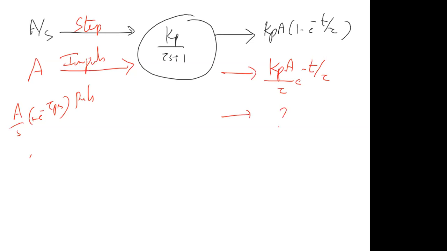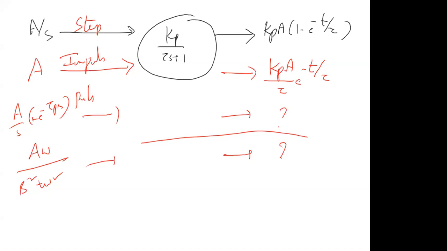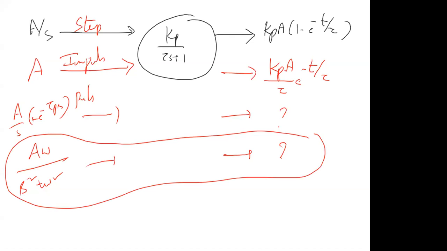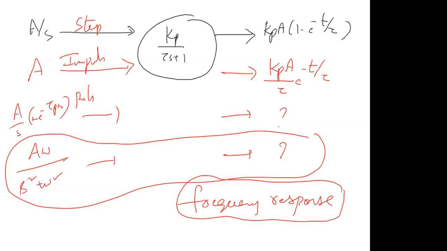Suppose if it is actuated by A omega divided by S square plus omega square, then the response is different. So this is something which we study in frequency response. This 4th one is something which we study in frequency response. But remember one thing, the system remains same, but the output behavior changes depending upon the input behavior.